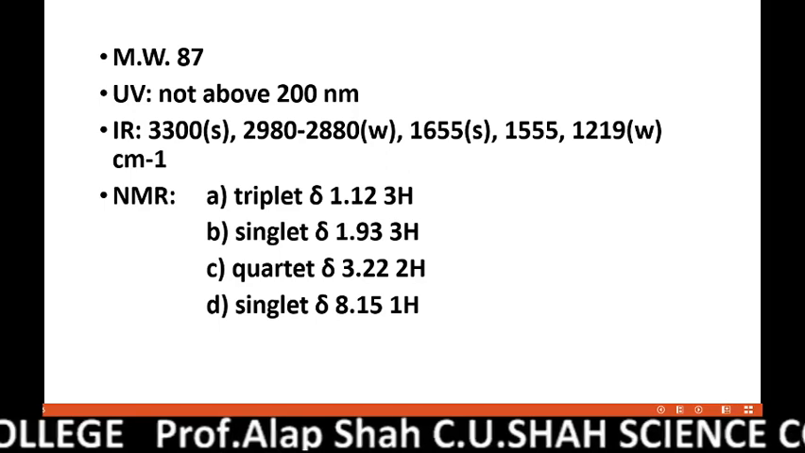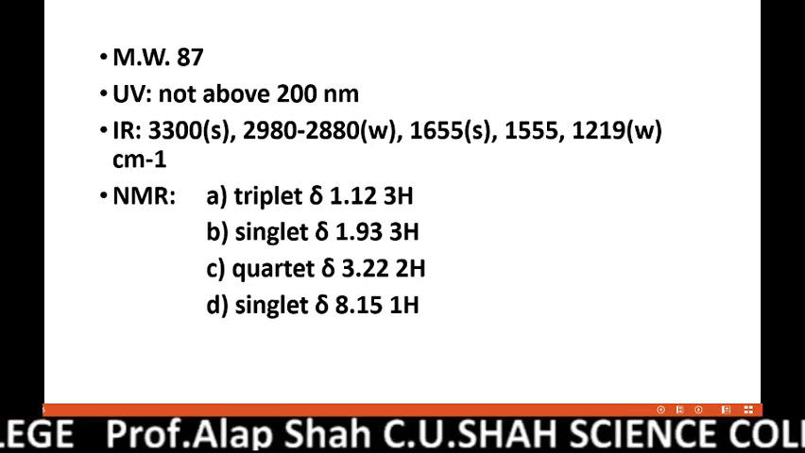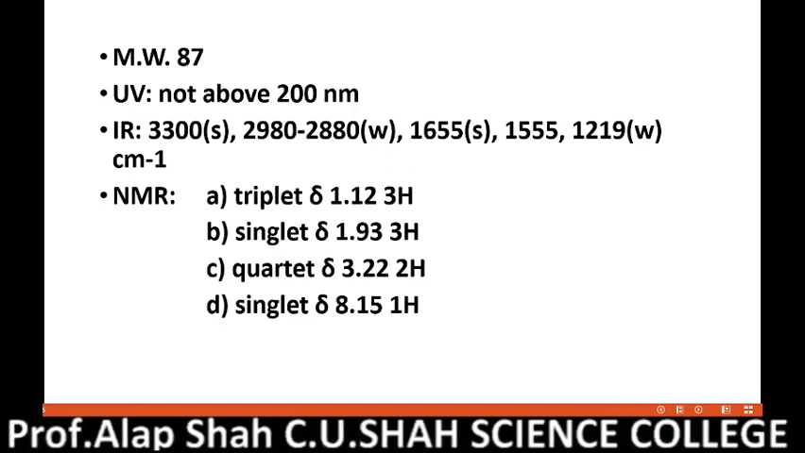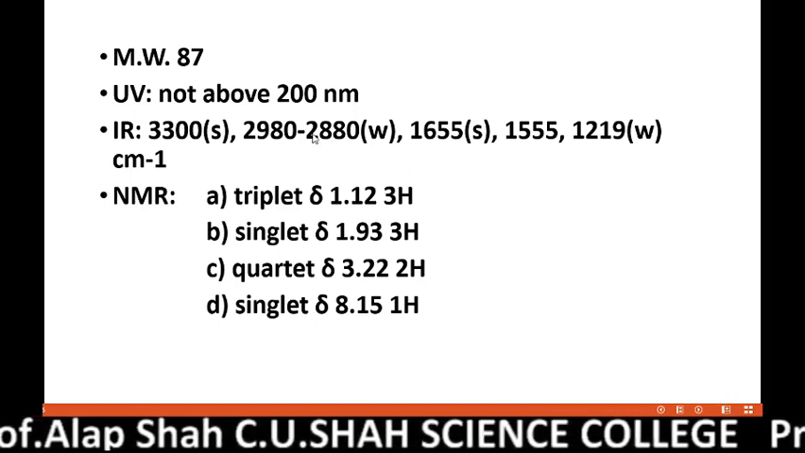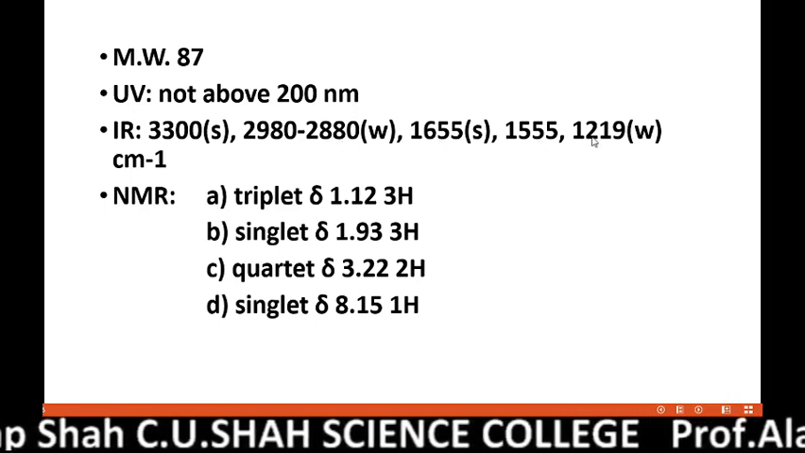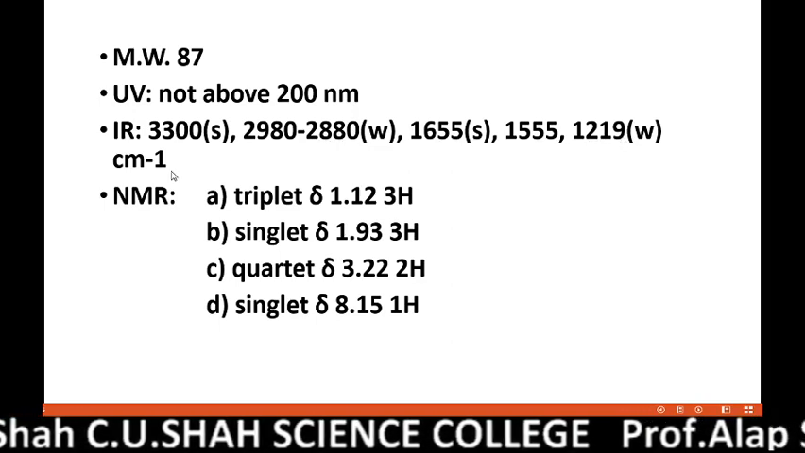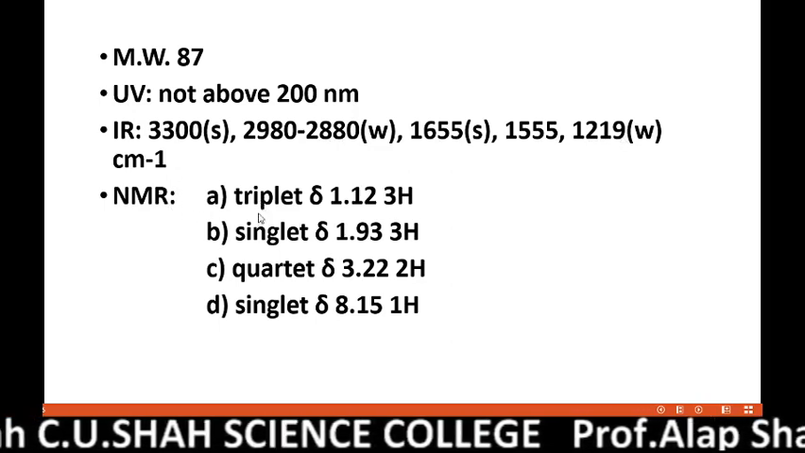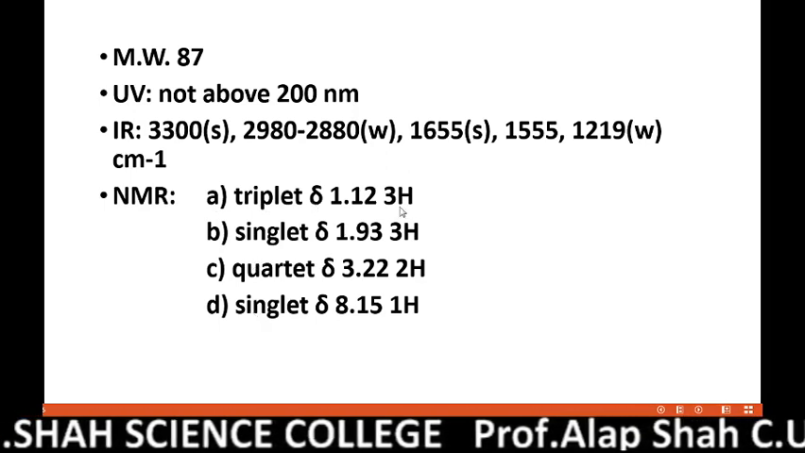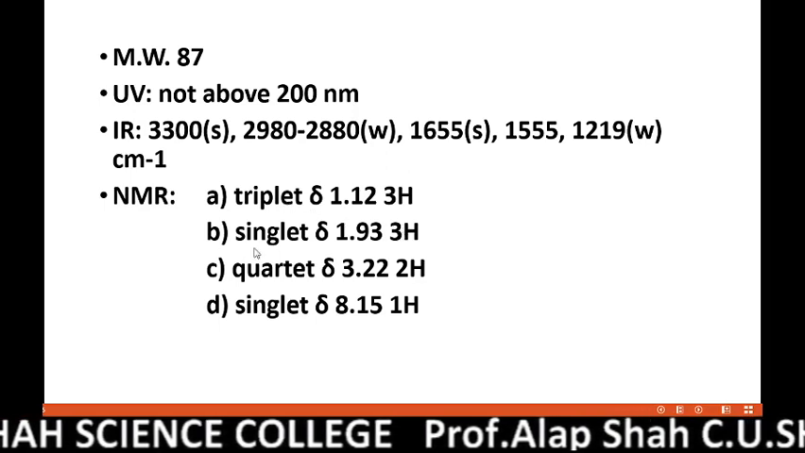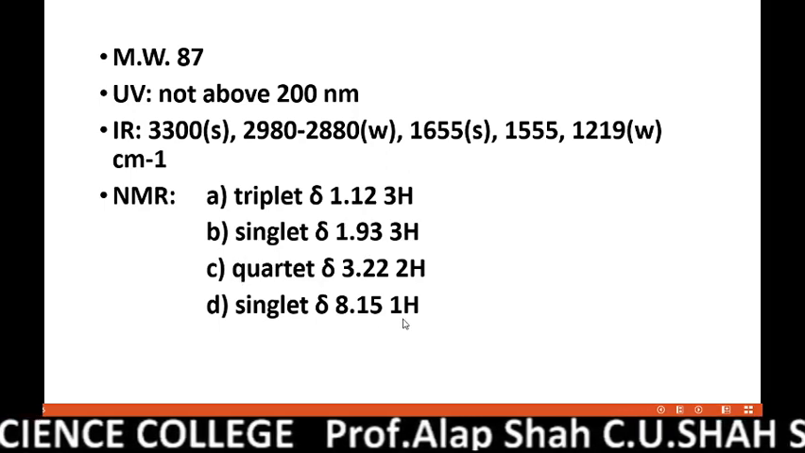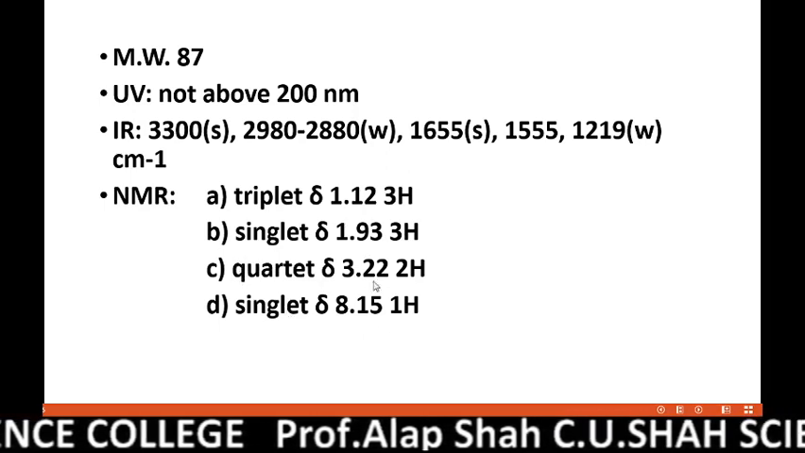There are several IR bands: 3300, 2980 to 2880. You should remember that that is the value of the sp3 hybrid carbon. Then 1655, 1555 and 1219 centimeter inverse, and there are 4 NMR signals. Let us check all the signals one by one: 3H triplet, 3H singlet, 2H quartet and 1H singlet with a very high characteristic delta value.